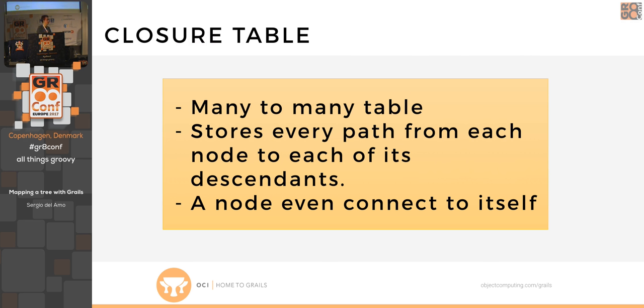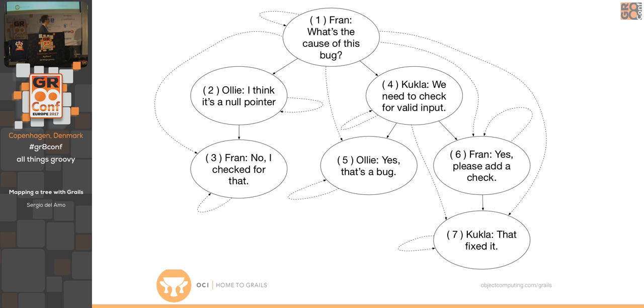Okay, these are the characteristics. How does it work? Basically, each node will have a connection to each descendant and will have a connection to itself as well. It's easy with an example. For node number one, we have a connection to ourselves, and we will have a connection to all the descendants. We have a connection to descendant number two, to descendant number three, to descendant number five, to descendant number four, to six, and to seven. So you have a connection to all the descendants.